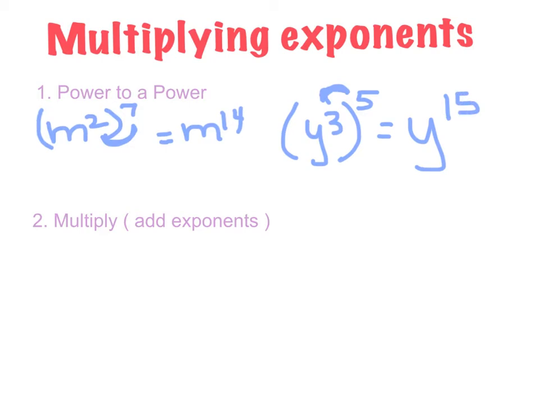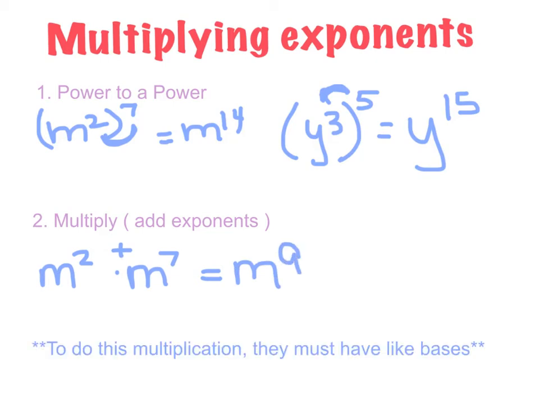You use this type of multiplication when there is a number or a variable inside of parentheses with an exponent being raised to another exponent outside of the parentheses. The second type of multiplication is when you have to multiply and add the exponents. So for example, if we have m squared times m to the 7th, you add the 2 and the 7 and you get m to the 9th power.